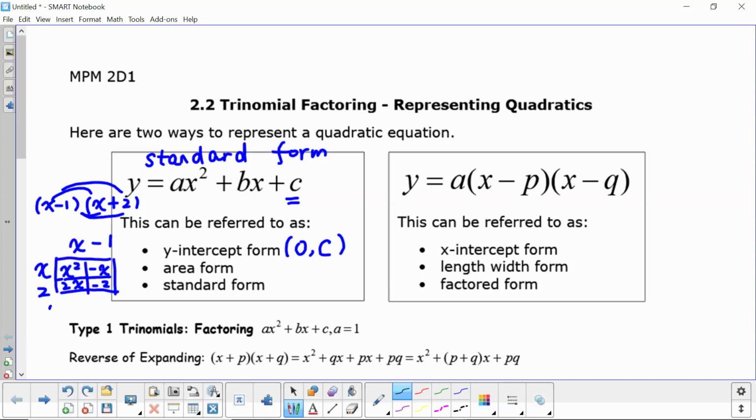The final answer will be x squared, 2x minus x is 1x, then minus 2. So the area of this 2 by 2 box is 3 terms. 3 terms, we call it trinomial. So that's the reason, 3 terms, we also call it area. So the area of this 2 by 2 box is a trinomial, 3 terms. Another name is just standard form.